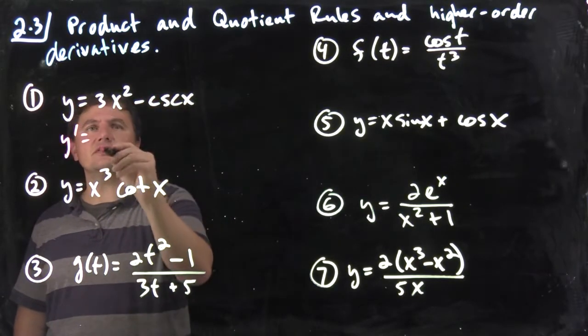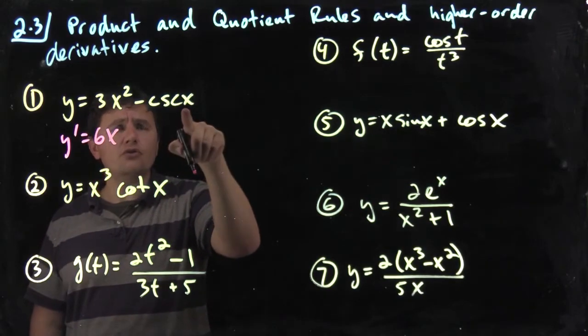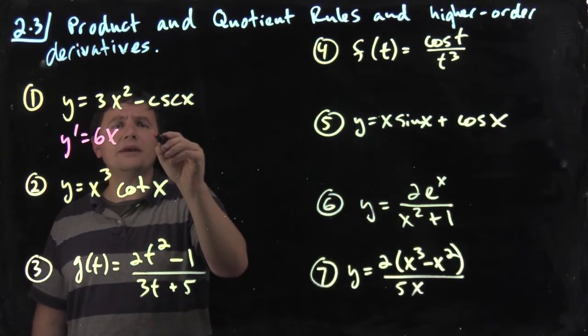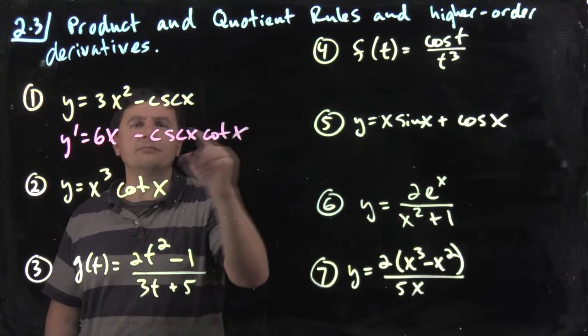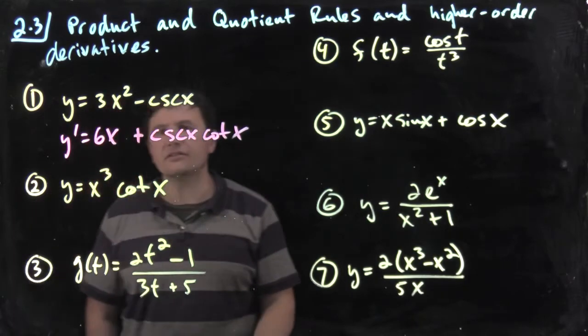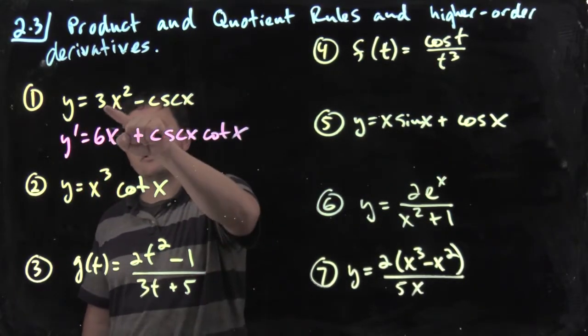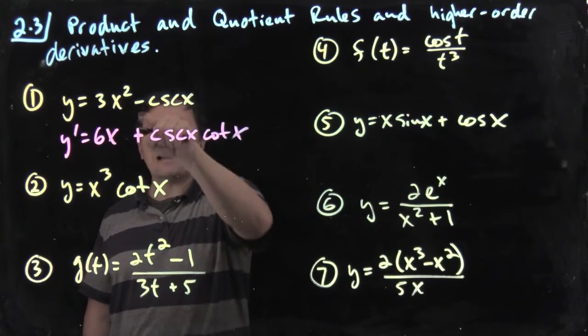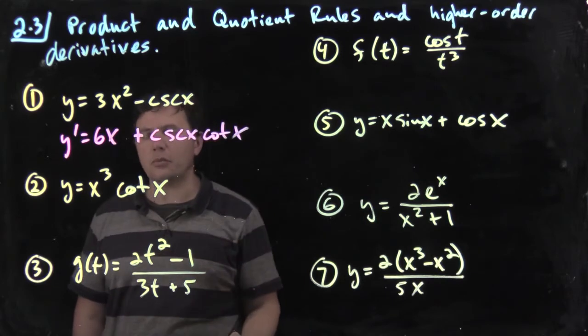So the derivative of this is going to be 6x. The derivative of cosecant x will be negative cosecant x cotangent x, but we're subtracting that so we can make that plus. You could leave it as minus a negative if you want, but in my mind that's cleaner. So the derivative of 3x squared is 6x, minus the derivative of cosecant x, which is negative cosecant x cotangent x, so that gives us the plus.